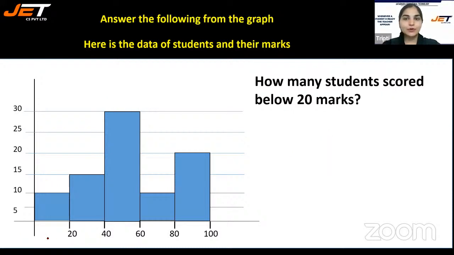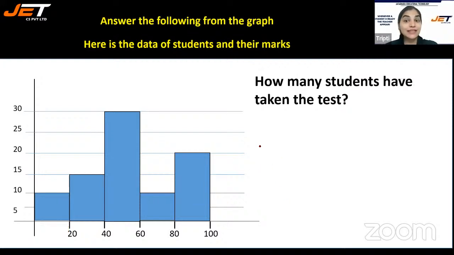How many students scored below 20 marks? So below 20 is this, 0 to 20. How many are there who scored below 20? So below 20 are 10. 10 students scored below 20.